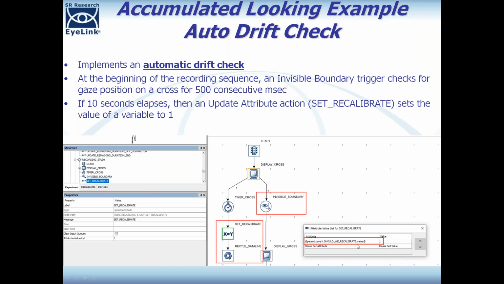we will change the value of a variable called should we recalibrate. There's a variable in this project called should we recalibrate, and it'll set the value of that variable to 1, and then it'll go on to another node that will ensure that this trial will be recycled. So we're not going to skip the trial altogether. So that's what's happening at the beginning of the trial.